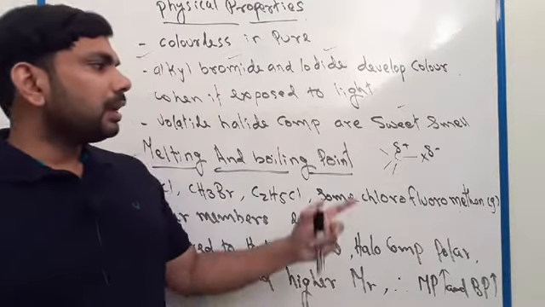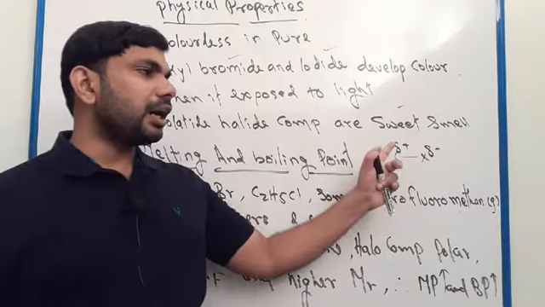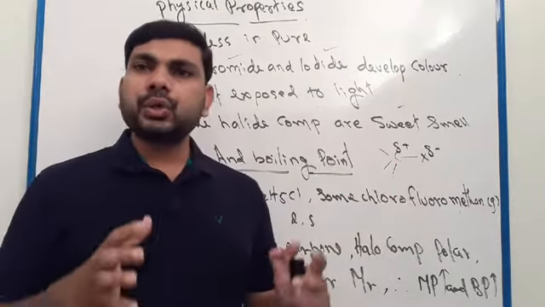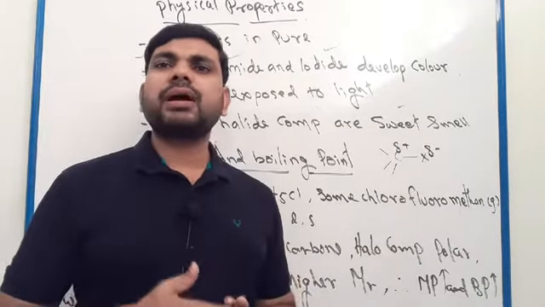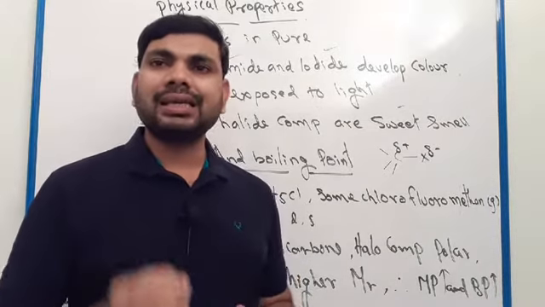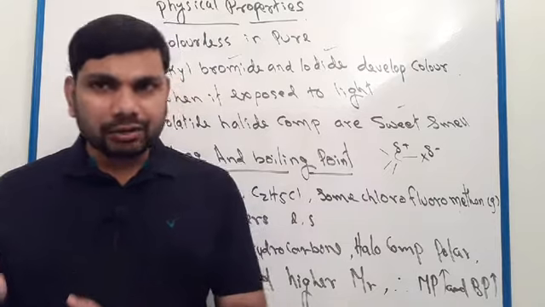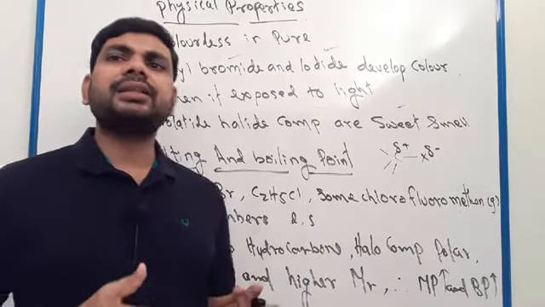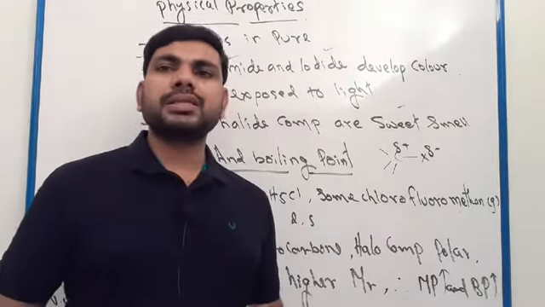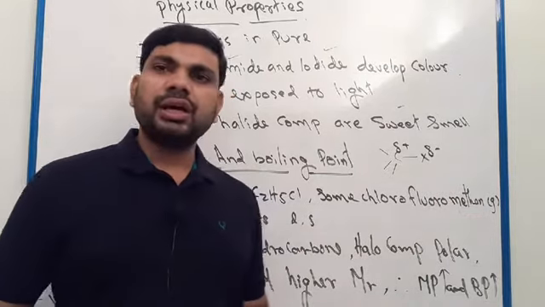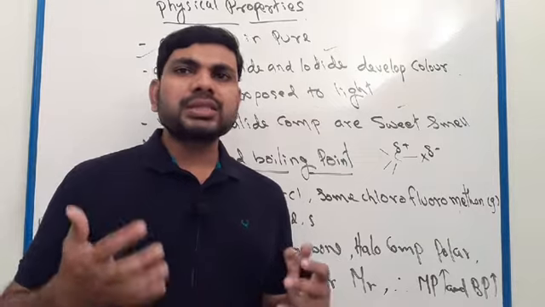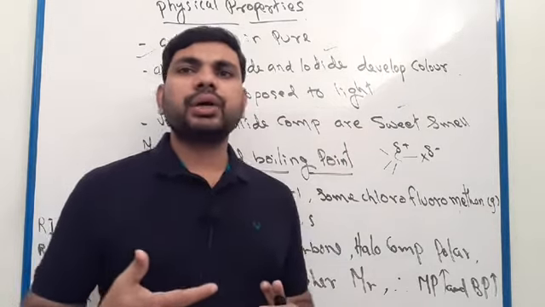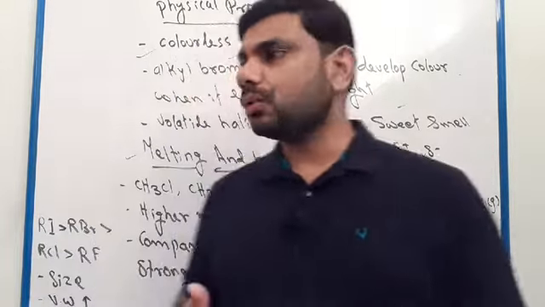First reason, alkyl halides are polar in nature. Because of this polarity, there is strong intermolecular force of attraction in alkyl halides. Compared to hydrocarbon, alkyl halides have higher molecular mass because of the halogen. So these are the reasons alkyl halides show higher melting and boiling point.